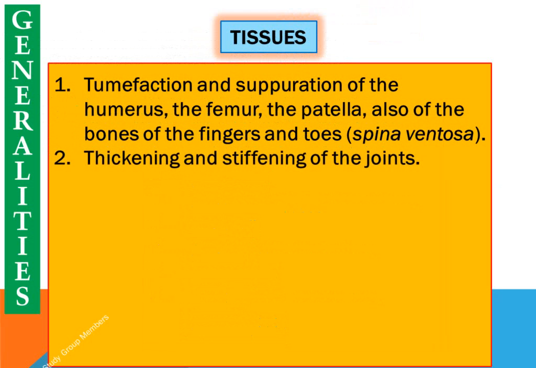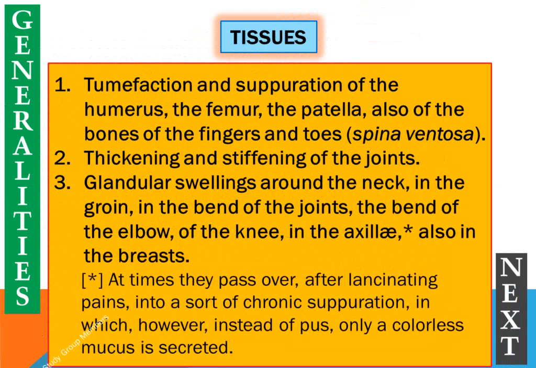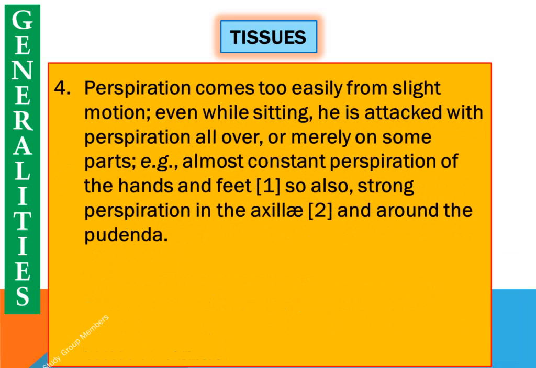Then tissues we see, tumefaction, that is swelling and suppuration of humerus, femur bones, then thickening and stiffening of joints, then glandular swellings around the neck. At times these swellings pass over, sometimes they become more increased when a chronic suppuration occurs, in which however instead of pus only colorless mucus is secreted. That is cellulitis. Then perspiration comes too easily from slight motion. That is what symptoms you find in antipsoric remedies like calcarea carb, natrum mur, etc.